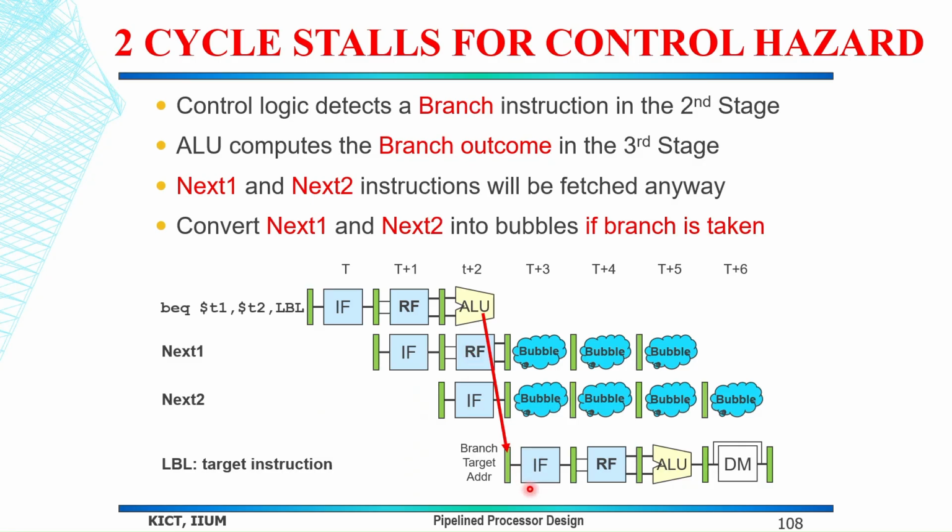So a bubble is again a no operation, NOP, which is inserted into the pipeline that does nothing at the execution. Okay, so it is almost the same as a stall, and so they are effectively stalling or flushing a stage to prevent incorrect instructions from modifying the processor state.